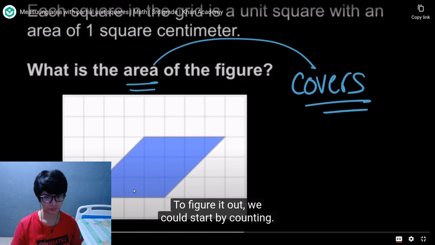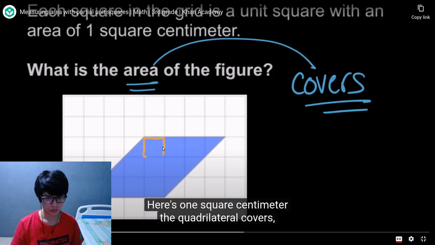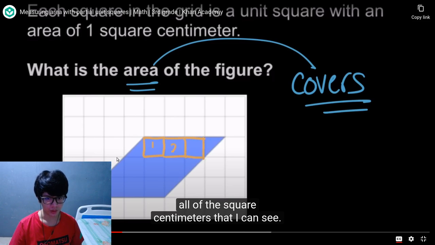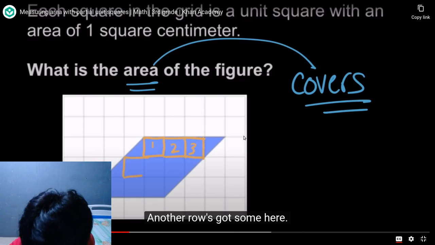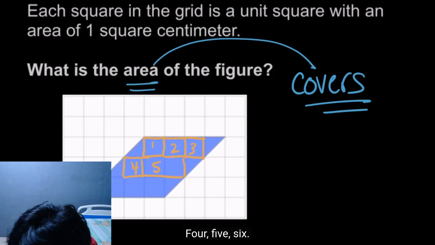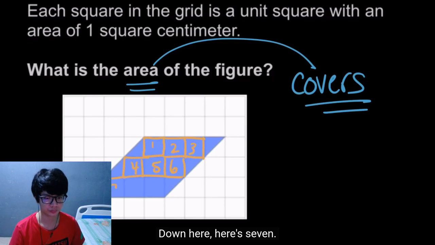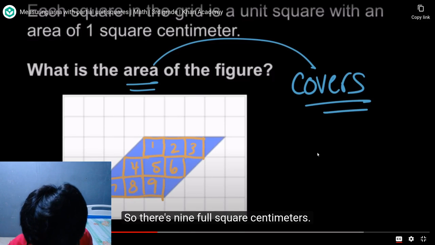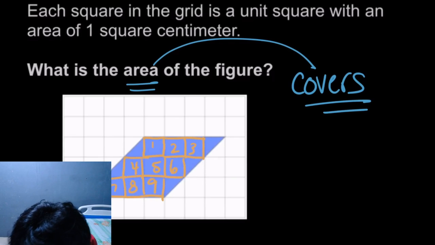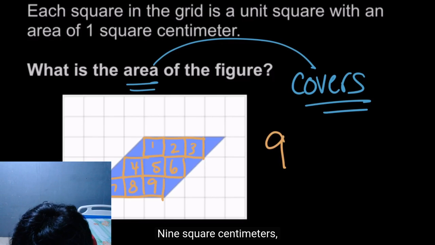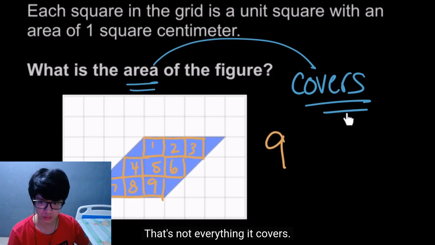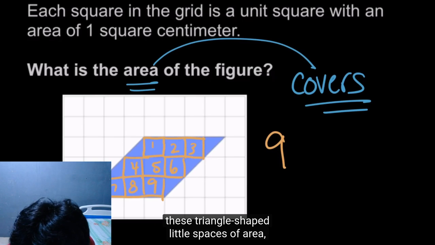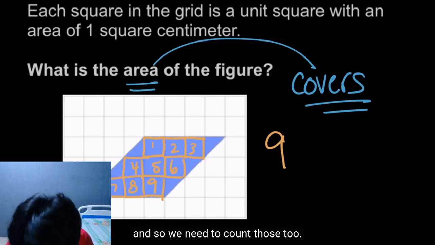To figure it out, we could start by counting. Here's one. Here's 1 square centimeter the quadrilateral covers. And I can keep counting like that, all of the square centimeters that I can see. Here's 2, 3. Another row's got some here. 4, 5, 6. Down here, here's 7, 8, 9. So there's 9 full square centimeters. But that's not the entire area. That's not everything it covers. It also covers these small parts, these triangle shaped little spaces of area. And so we need to count those too.